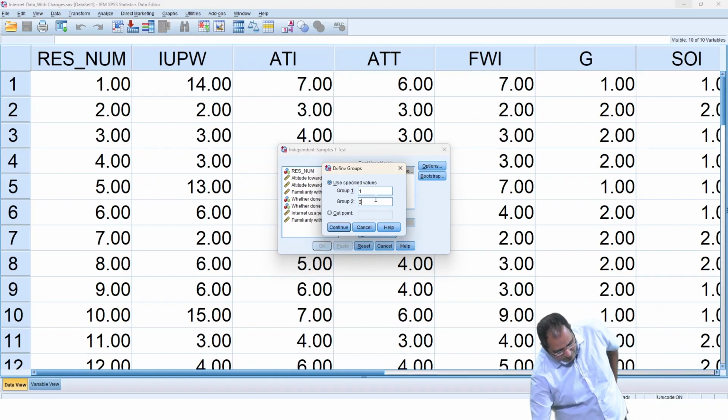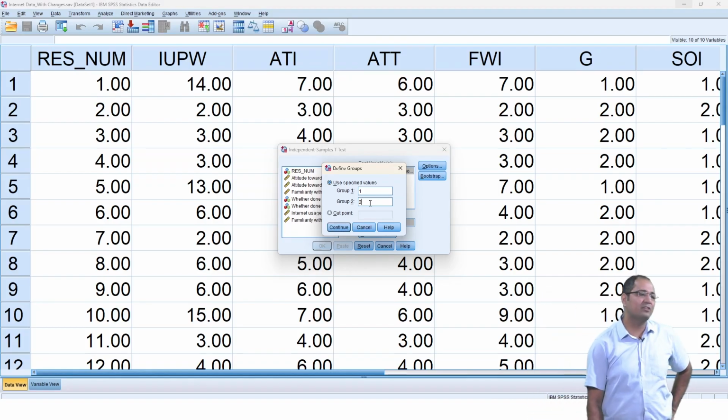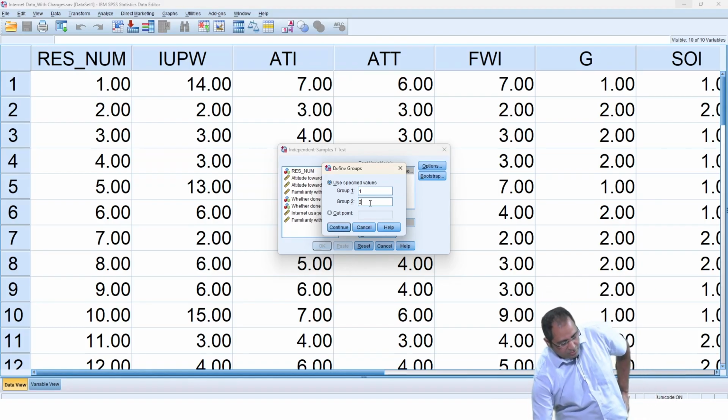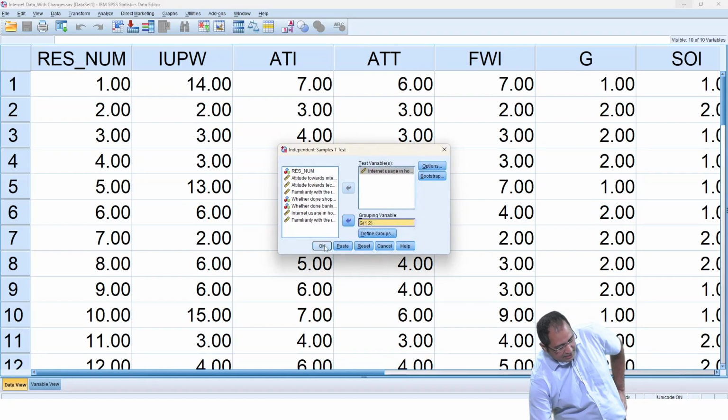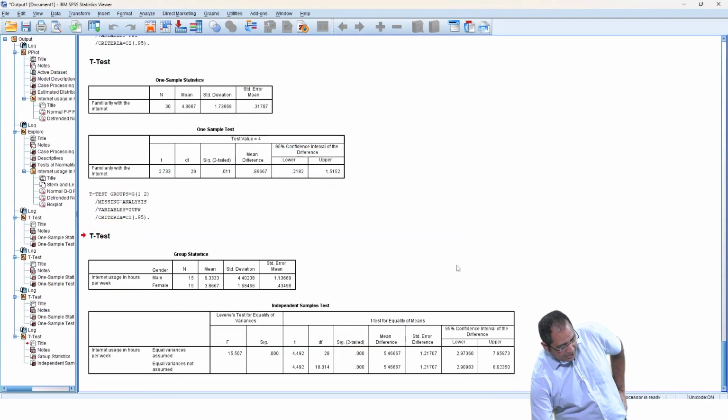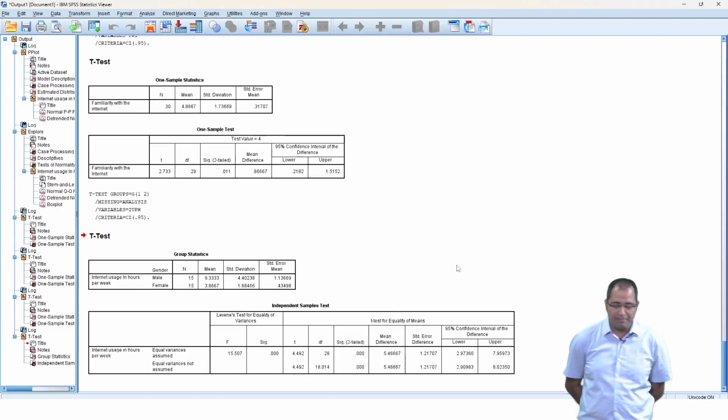No, it is directly showing within the specified one. No, you have to type here group number 1, 1, group number 2, 2. So remember that group number 1 you have given the value of 1 and group number 1 is male, group number 2 is female. Click continue and click OK, and you are getting this independent sample t-test.